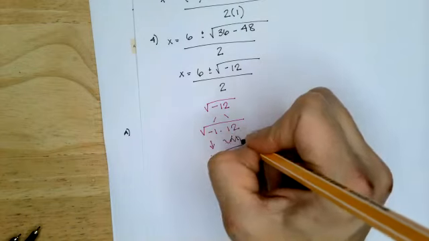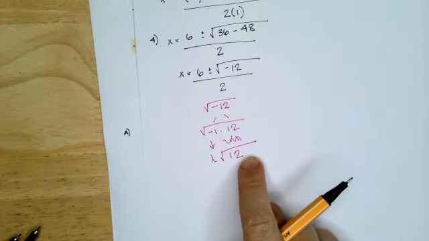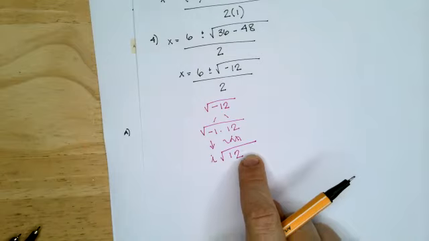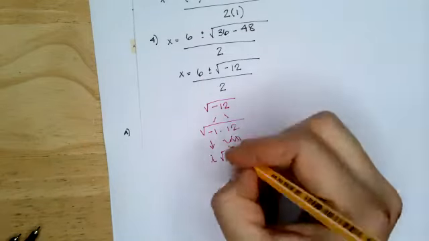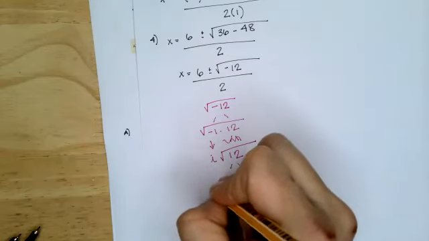Let me just write it again. Good. So now we have i times the square root of 12. 6 plus or minus i square root of positive 12. But I think we can simplify the square root of 12. So we're going to keep i.